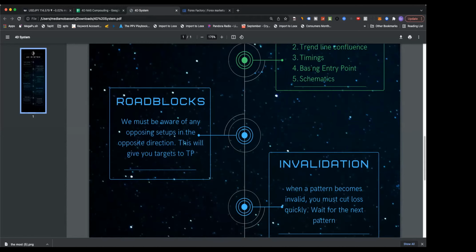We must be aware of the opposing setups in the opposing direction. This will give you targets to take profit or to hedge.